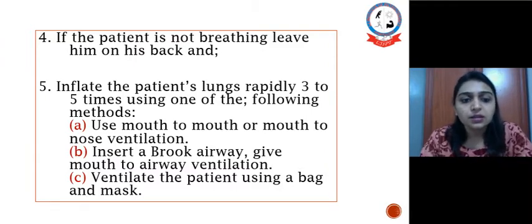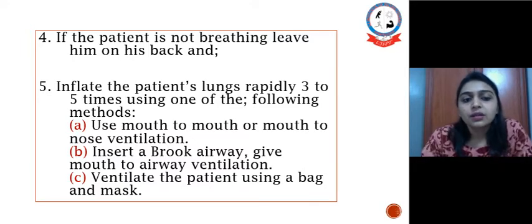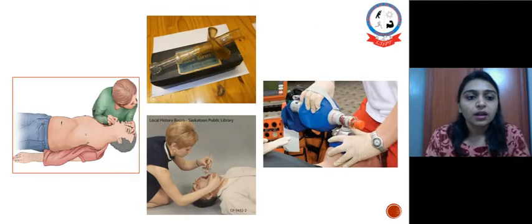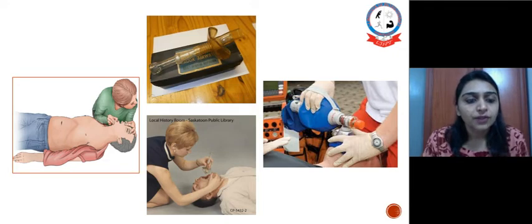Second, insert a Brook airway and give mouth to airway ventilation. We can also use a roll of paper or a book or magazine to make it like a Brook airway. Third is to ventilate the patient using a bag and mask, that is using an Ambu bag. Here it is shown, like in the first figure we can see the person giving mouth to mouth breathing to the patient. Second is the Brook airway.